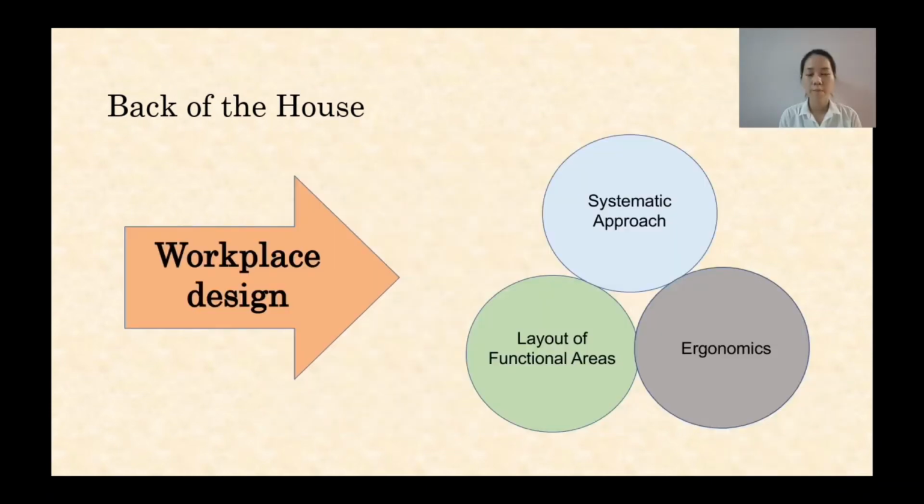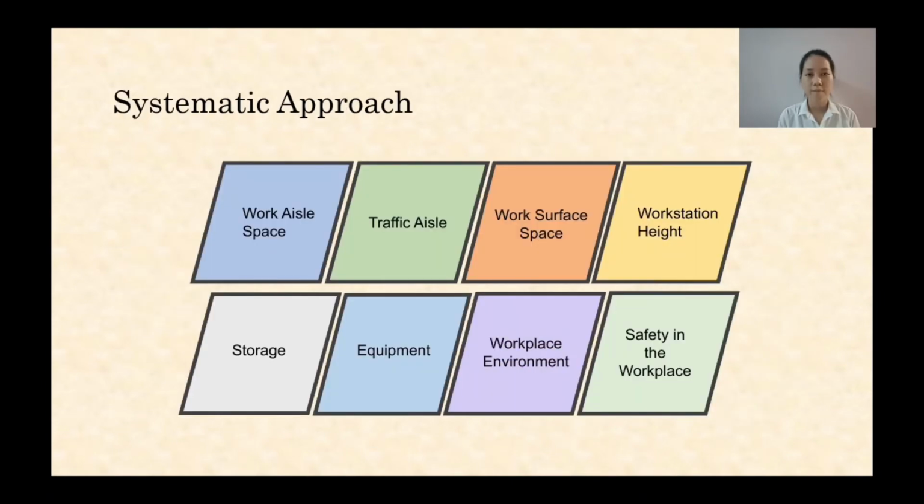So for the workplace design, we have three subtopics: the systematic approach, layout of functional areas, and ergonomics. There are 8 criteria in the systematic approach: workout space, traffic aisle, work surface space, workstation height, storage, equipment, workplace environment, and safety in the workplace.